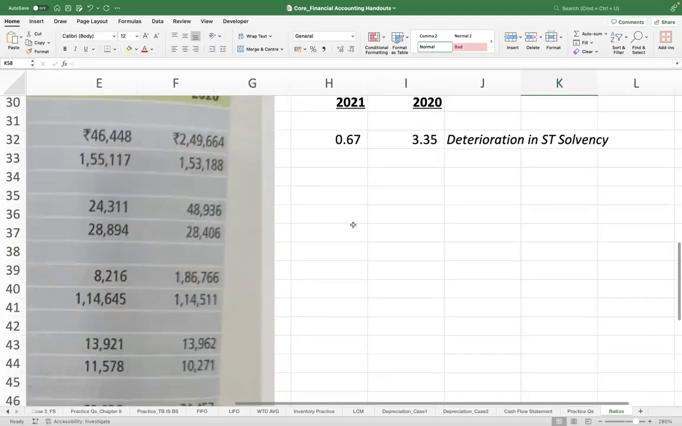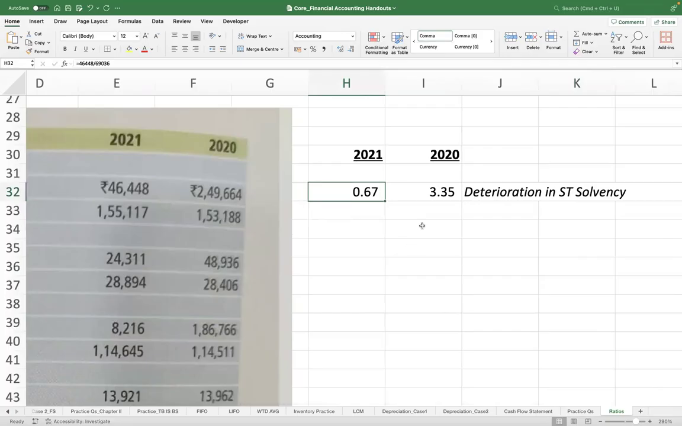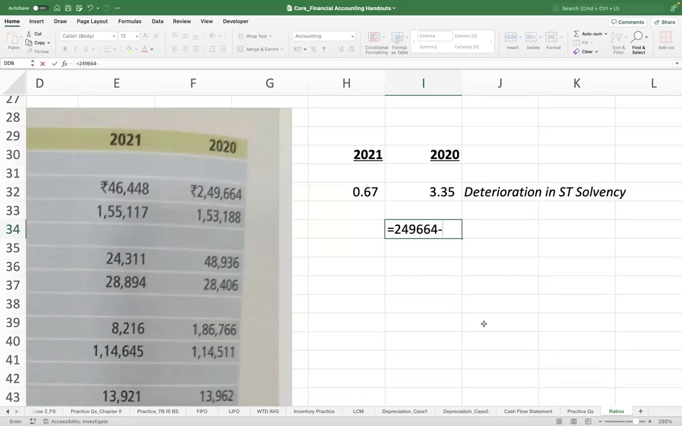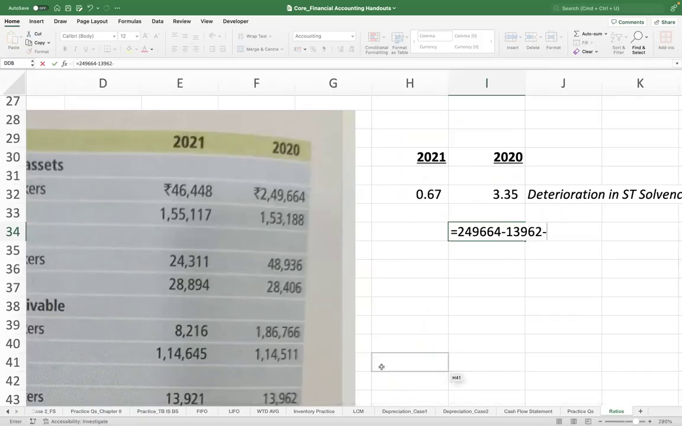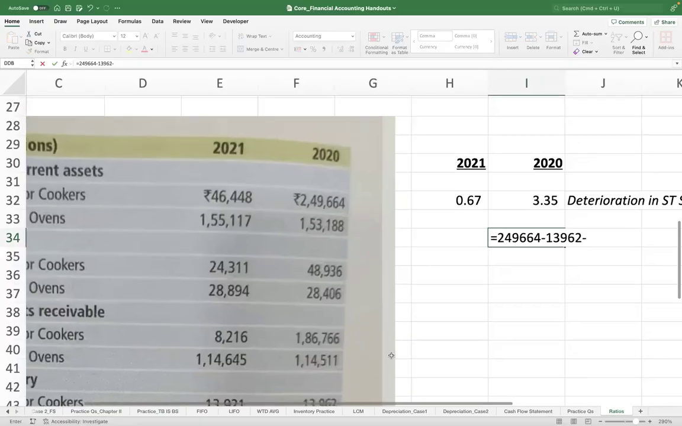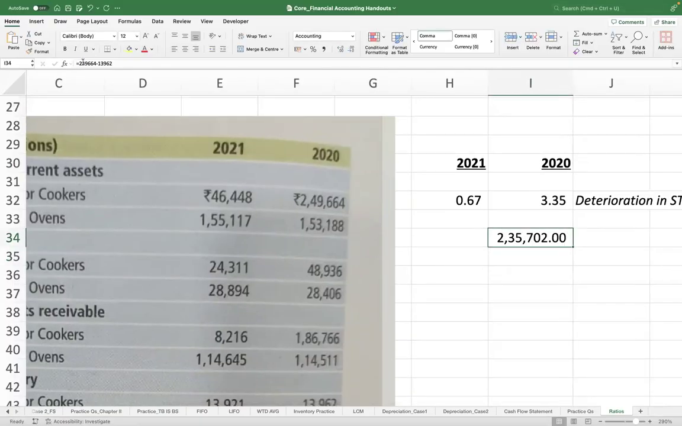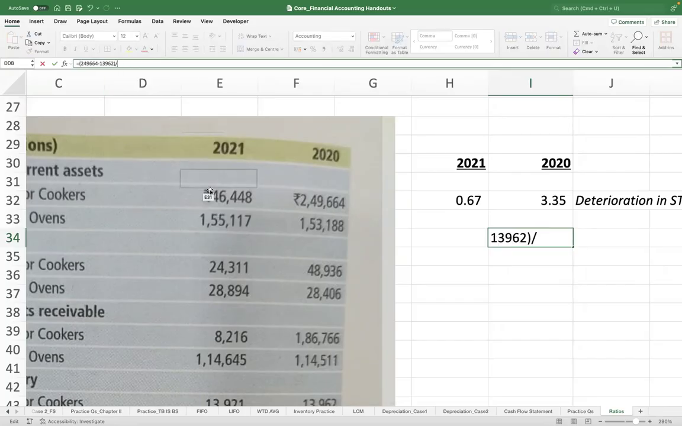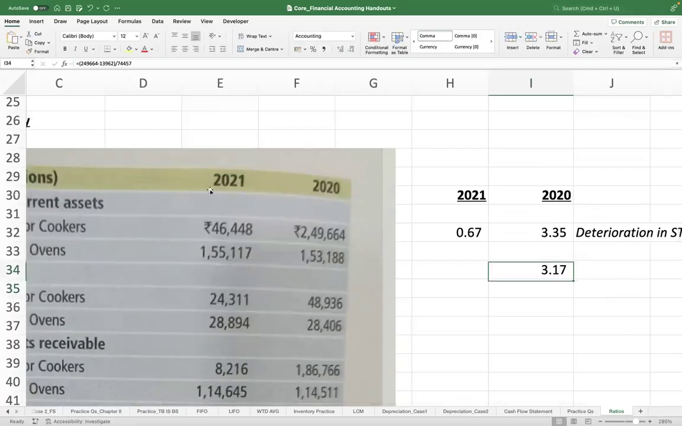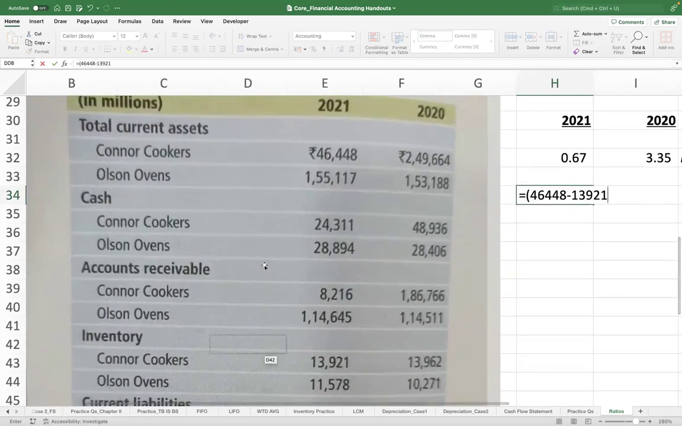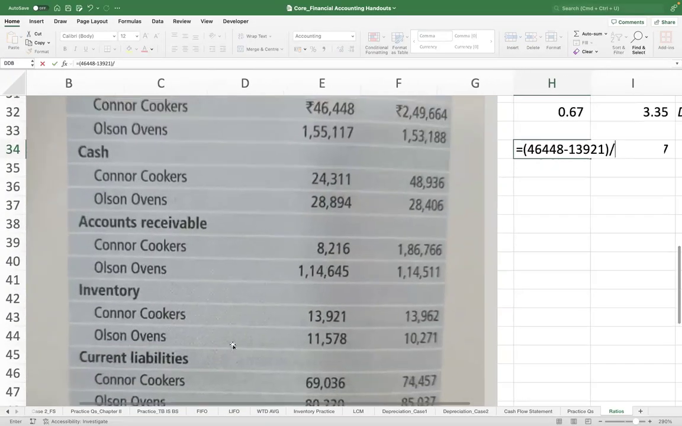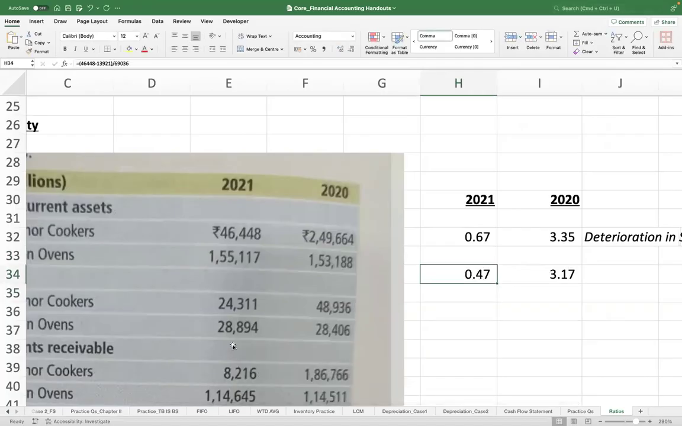So what do you have to do here for the quick ratio? So this was the current ratio. For the quick ratio, for 2020, current assets 249,664 minus inventory 13962, minus any prepaid? No prepaid. So just subtract this much, divided by current liabilities, 74457, which is 3.17. And now: 46448 minus inventory 13921 divided by current liability 69036. So it has come down to 0.47.